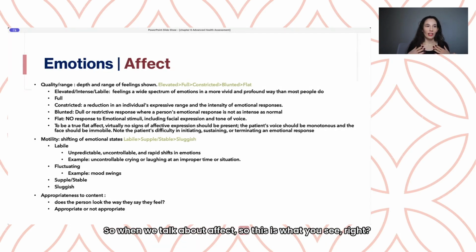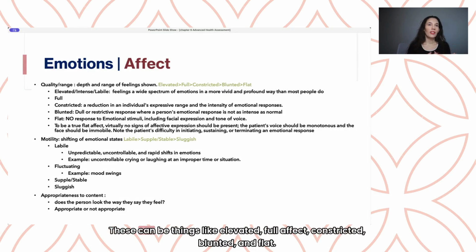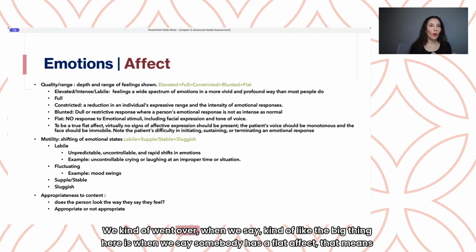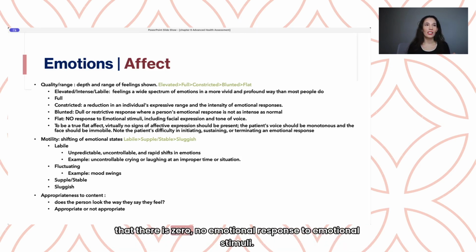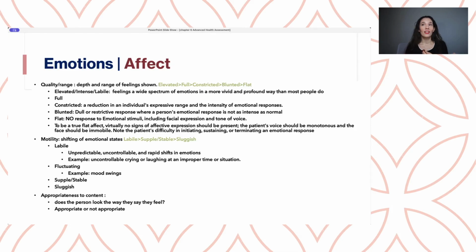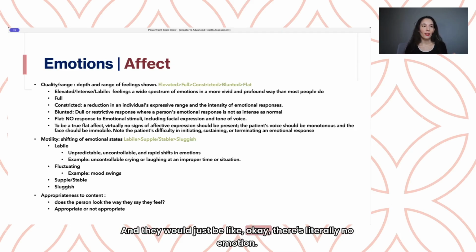So when we talk about affect, this is what you see, right? These can be things like elevated, full affect, constricted, blunted, and flat. The big thing here is when we say somebody has a flat affect, that means that there is no emotional response to emotional stimuli. You could literally tell these people that their whole family just died. That's a terrible thing to put out there, but you could tell them that, right? And they would just be like, okay, there's literally no emotion.